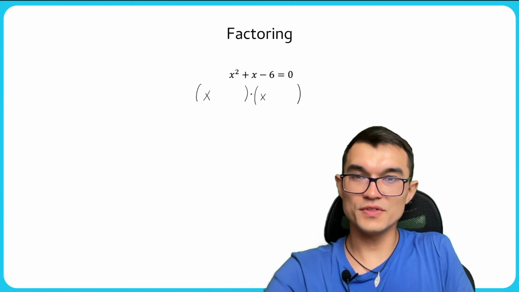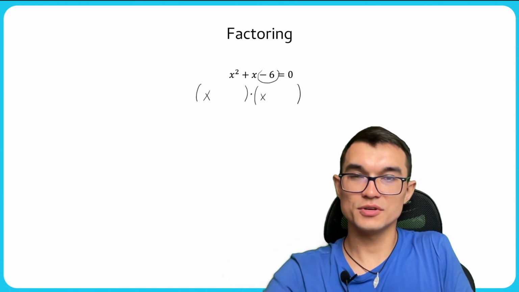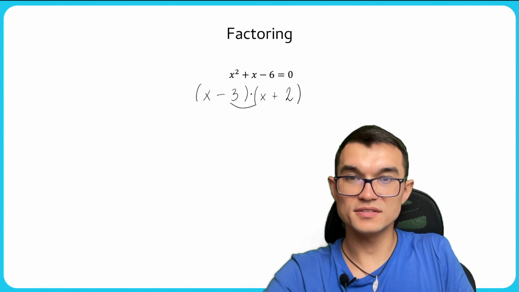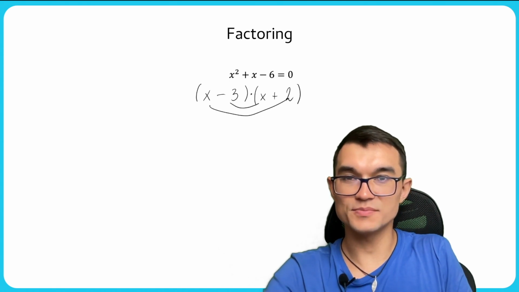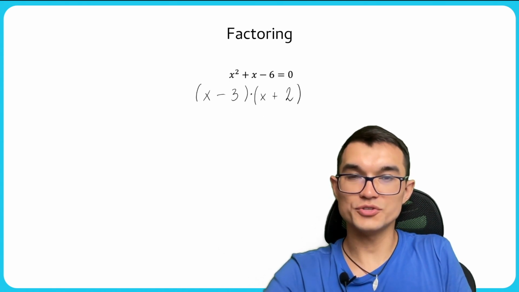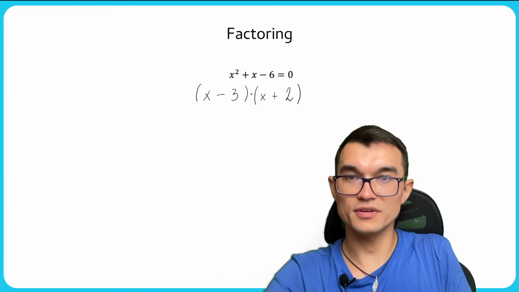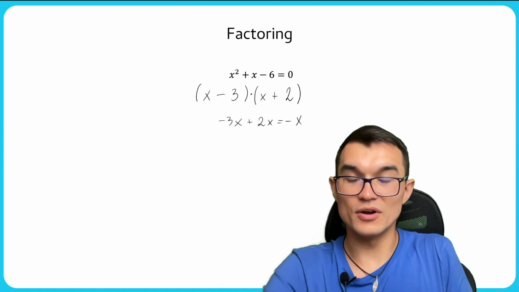And in order to do that, we have to find two numbers whose product is equal to minus 6. Let's say it's minus 3 and 2. But that doesn't work because minus 3x plus 2x is minus x. So if we were to open that parenthesis and multiply both expressions by each other, then I would get minus 3x plus 2x or minus x, among other terms.